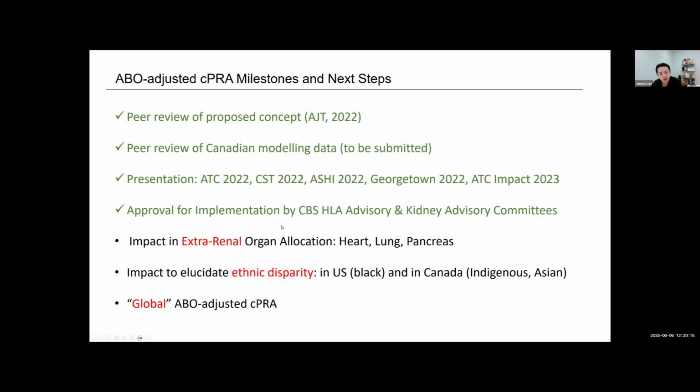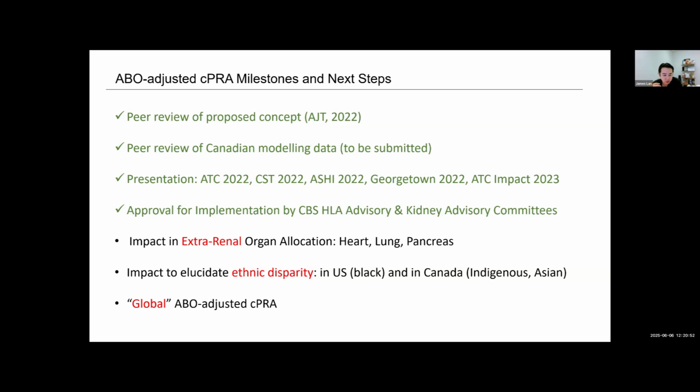And in fact, outside of the kidney, heart, lung, pancreas allocation also uses CPRA. So now these organ groups also want to apply this metric into their system, and we're doing simulations to understand what's the impact. We also want to understand what's the actual impact on ethnic disparity. In the US, when they have more African Americans, they would be more impacted by this current disparity. So we're understanding that. In Canada, we have a different ethnic population. So applying this to understand the disparity for Indigenous patients and also Asians, we're kind of looking into this as well.